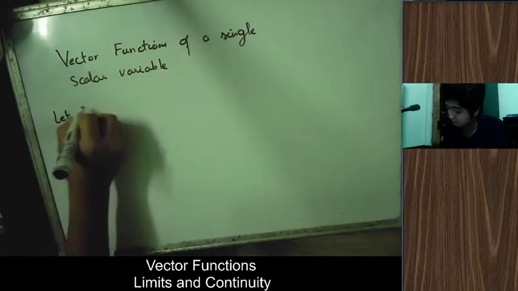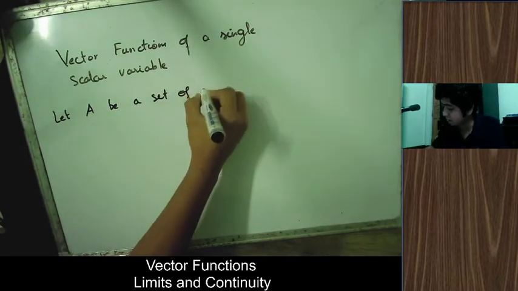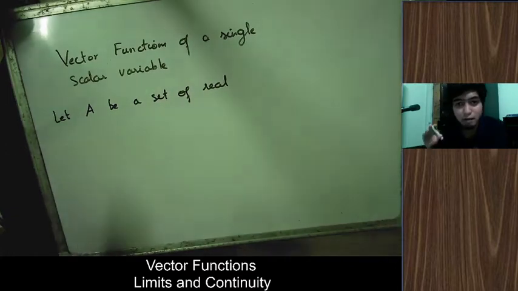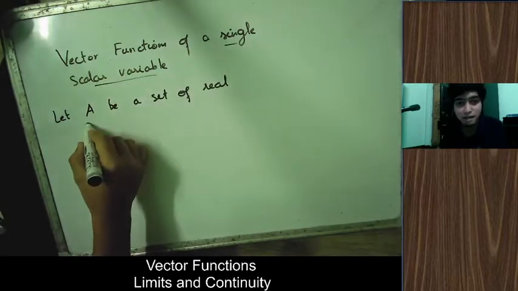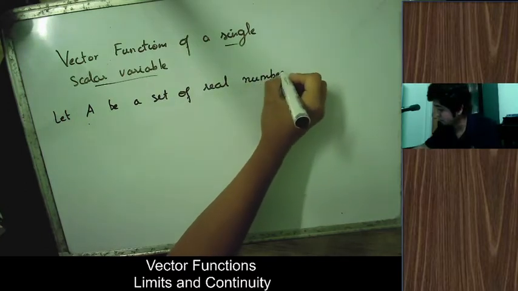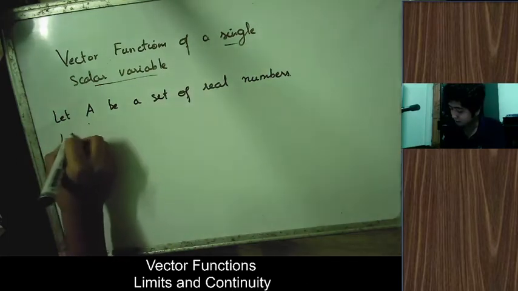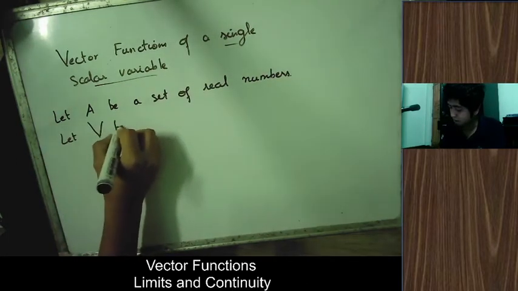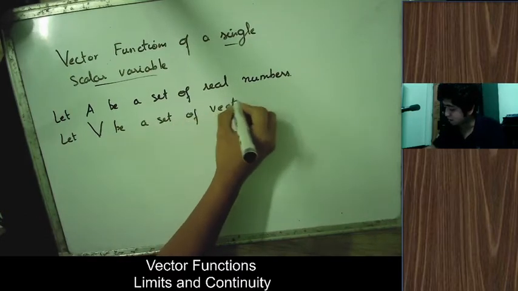All right, so let us see. Let A be a set of real numbers. If you remember, when you have to define functions, you first of all need two sets. Because we need a single variable, A will be a set of real numbers. And because we want a vector function, let capital V be a set of vectors.